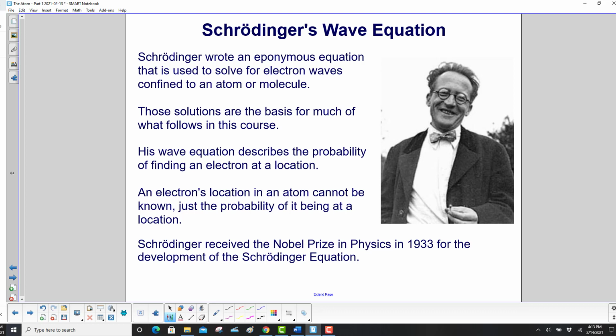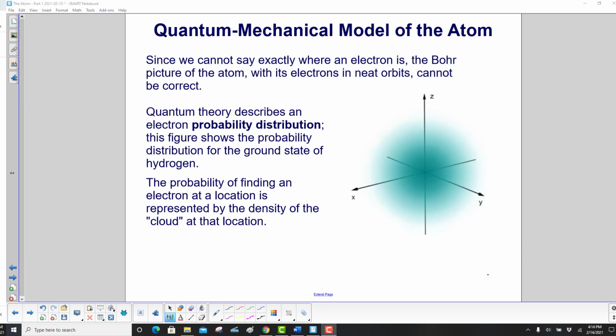His wave equation describes the probability of finding an electron at a location. An electron's location in an atom cannot be known, just the probability of it being at a location. Schrödinger received the Nobel Prize in Physics in 1933 for the development of his equation. Since we cannot say exactly where an electron is, and that's quantum mechanics, the Bohr picture of the atom with its electrons in neat orbits cannot be correct.